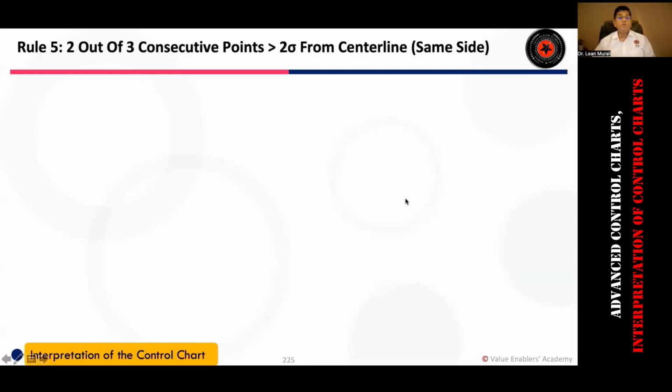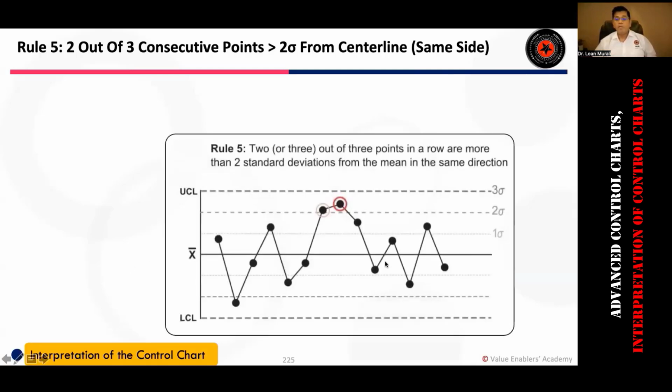Now, rule 5. 2 out of 3 consecutive points greater than 2 sigma from the center line. Okay, so you need to draw a line on 1 sigma, 2 sigma, and 3 sigma. Okay, and then you need to see, 2 points here are greater than 2 sigma. That means there is a special cause.